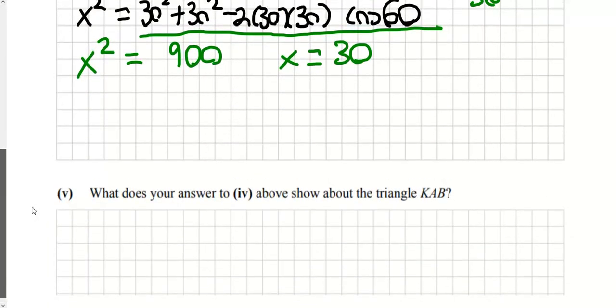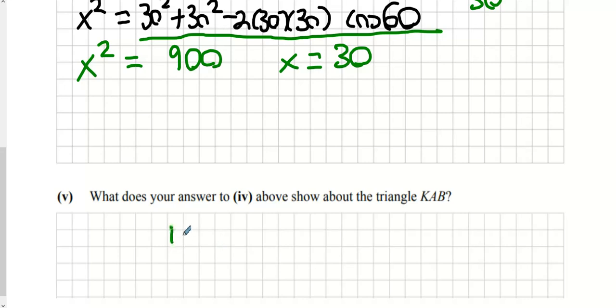Does your answer show about the triangle KAB? It's equilateral. Do not accept my spelling of equilateral. It's probably wrong. I should probably look it up. Next one.